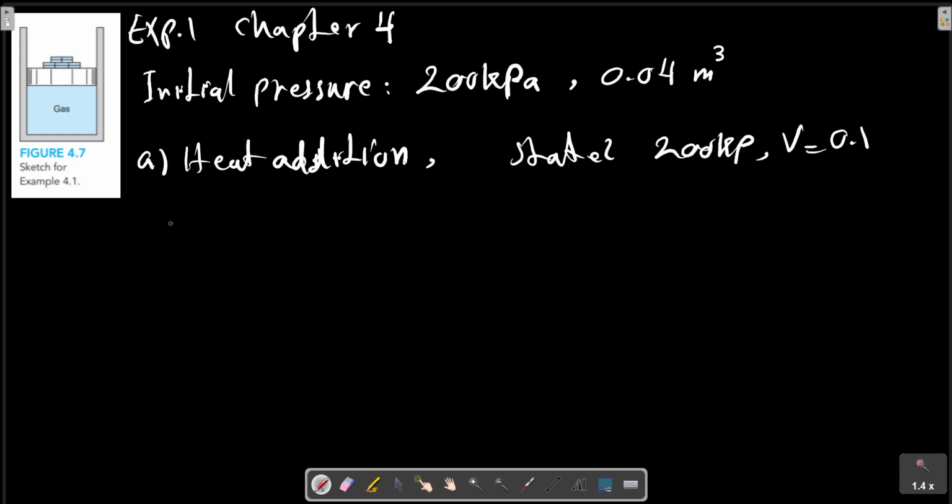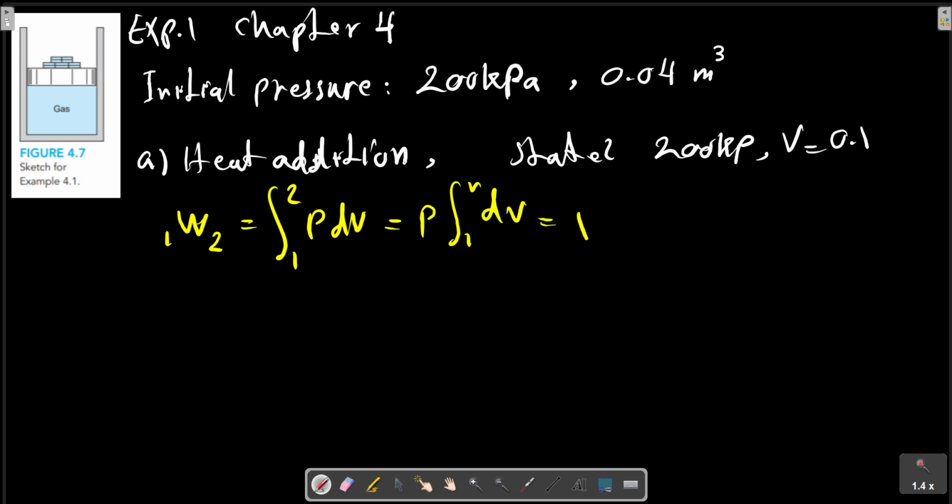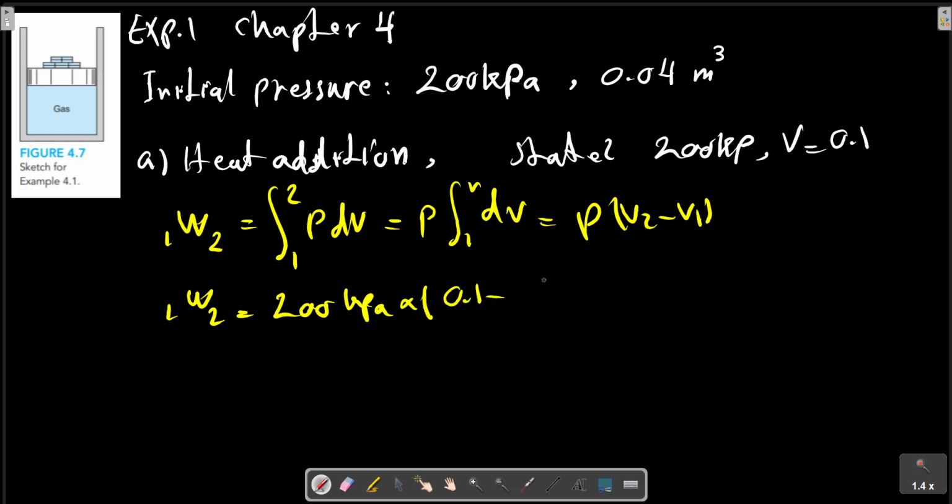The work is a path function and we have an inexact differential, so we write the work from point 1 to point 2 as the integral of P dV. For constant pressure, this is P times (V2 minus V1). The work is 200 kilopascal multiplied by (0.1 minus 0.04), which equals 12 kilojoule.